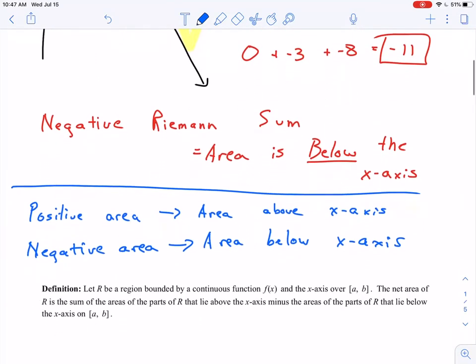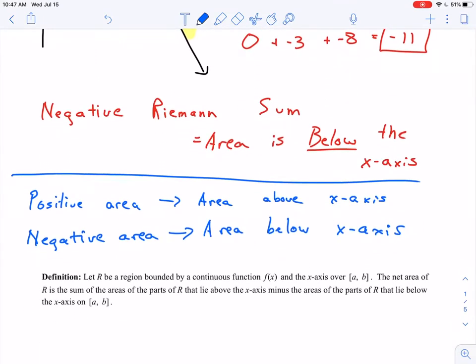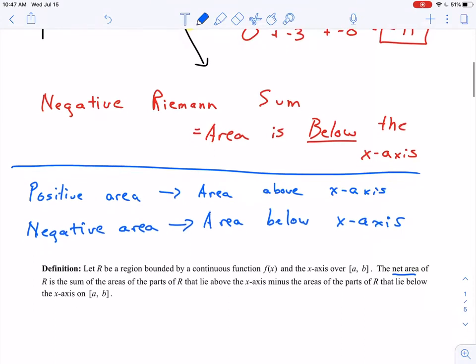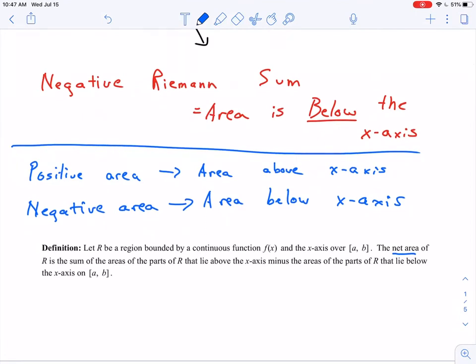And here we have this definition. It says, let R be a region bounded by a continuous function f of x over the x-axis over a to b. The net area of R is the sum of the areas of the parts of R that lie above the x-axis minus the area of the parts of R that lie below the x-axis. So we're just saying here that we're counting the area above the x-axis as positive. We're counting area below the x-axis as negative.